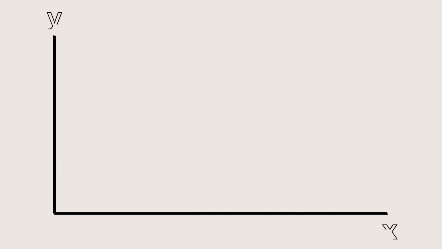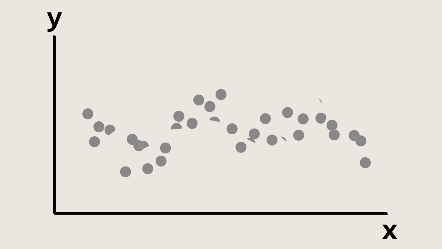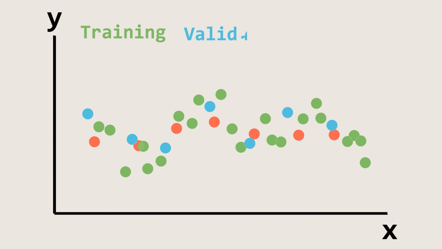Imagine we have a bunch of data points and we want to train a regression curve to predict the value of y given an input x. The usual approach is to divide the given dataset into three different sets: the training set, the validation set, and the testing set, which we have represented in green, blue, and red colors respectively.